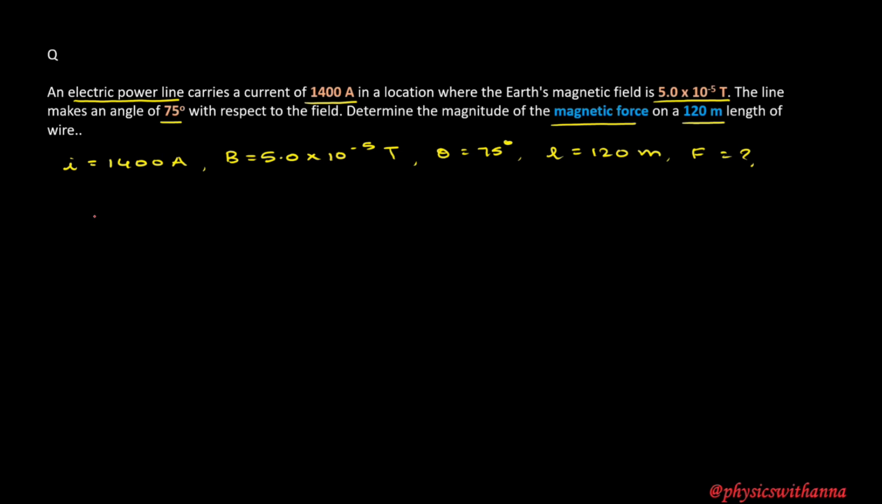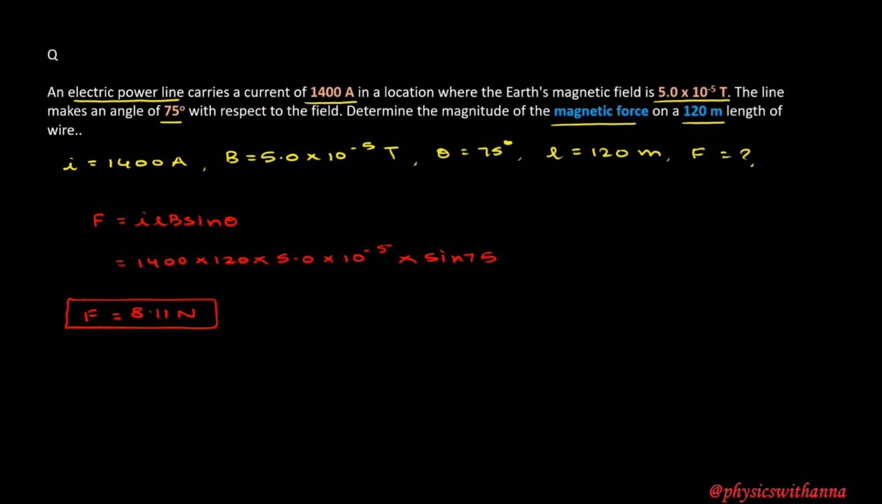So again, let's substitute. We know that F is equal to I L B sine theta. I is 1400 ampere. Length of the wire is 120 meter. Magnetic field is 5 times 10 to the power negative 5 into sine of the angle theta, which is 75. When you substitute for sine here, make sure your calculator is in degree mode. And then when you solve this, you get the force F to be equal to 8.11 Newton. So these two problems were pretty straightforward, where they gave you the values of every quantity in the equation and you had to find a force.